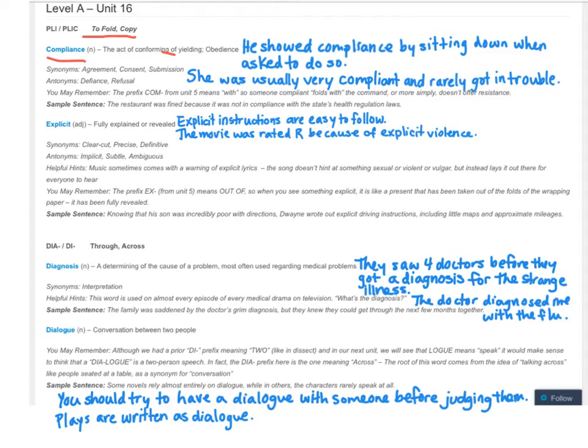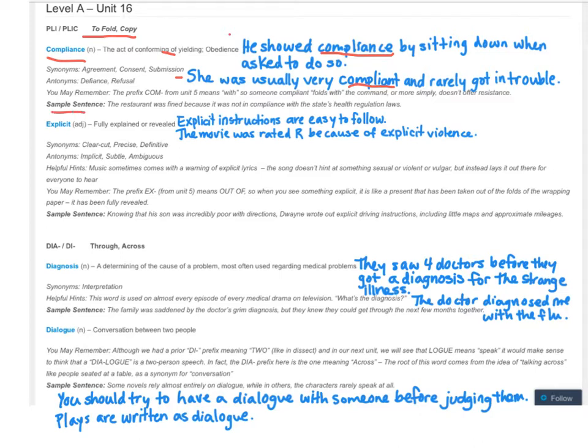I gave you two examples. The first one is he showed compliance by sitting down when asked to do so. So showing compliance there by sitting down is being obedient, conforming to the expectations. The second example there is she was usually very compliant and rarely got in trouble. So she's obedient, she follows the rules, therefore she doesn't get in trouble.